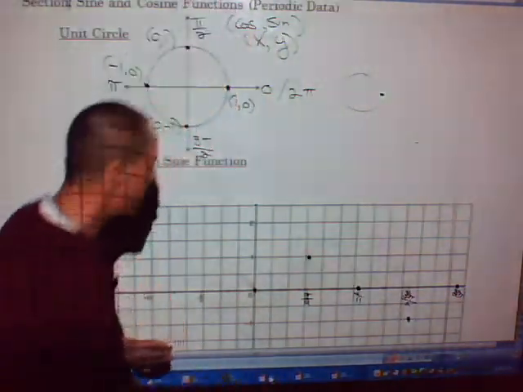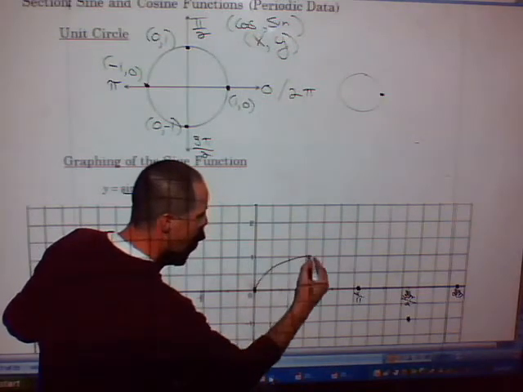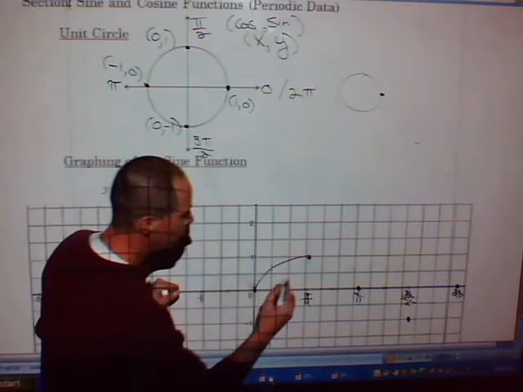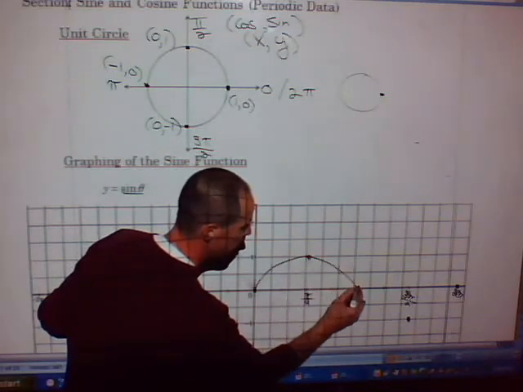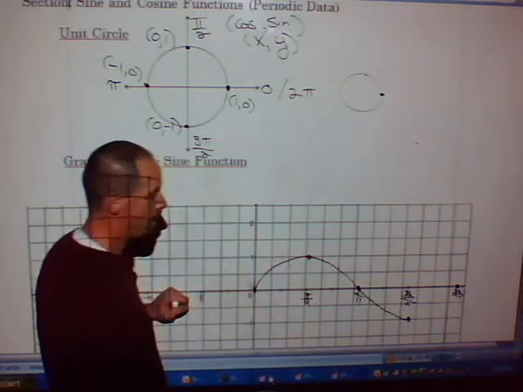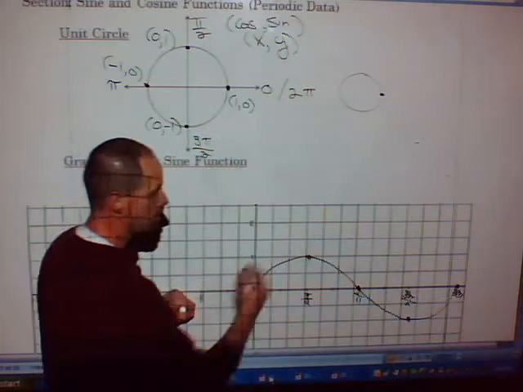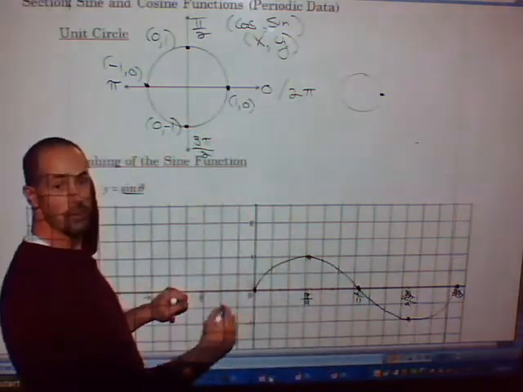So here is your sine graph. Your sine graph starts off at 0 and moves up to pi over 2, moves down to pi, comes all the way down to 3 pi over 2, and then back up to 2 pi. So the sine graph is this wave.